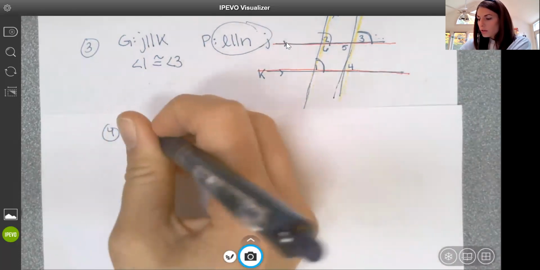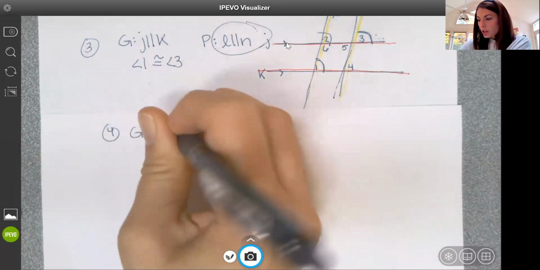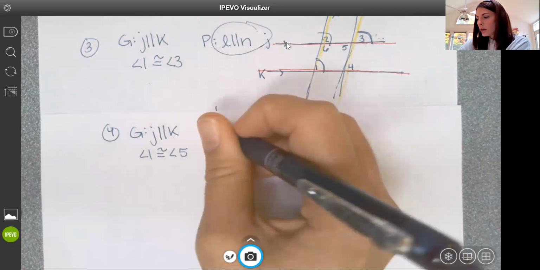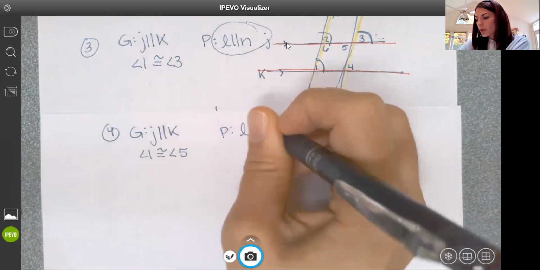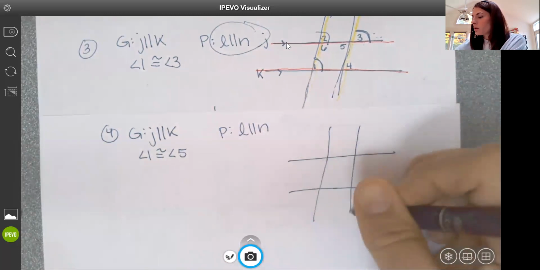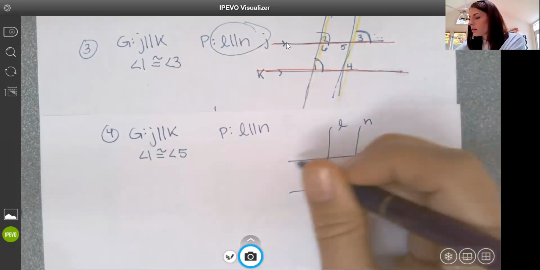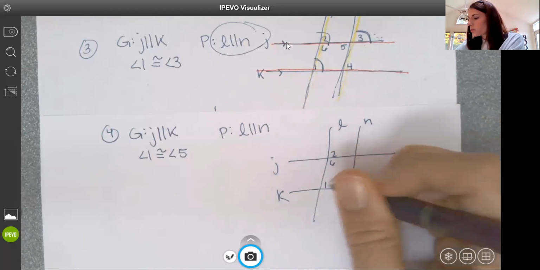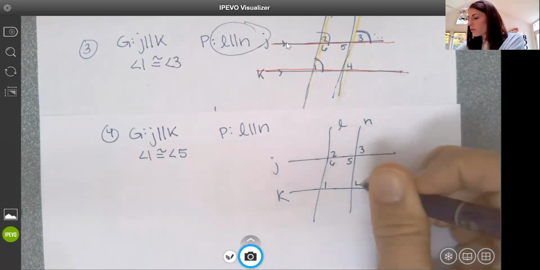You should have had givens, J is parallel to K, angle 1 is congruent to angle 5. And again, we want to prove L is parallel to N. I'll redraw. Here's L, N, J, K. 2, 6, 1, 5, 3, 4.